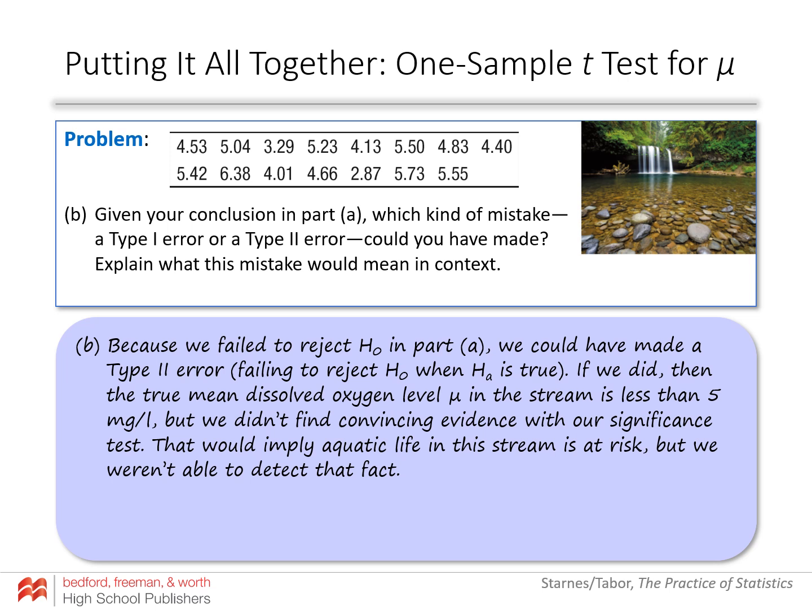So if we didn't reject the null, we're assuming that the mean actually is 5, then we could make a really big problem here because we're saying that the aquatic life is not at risk when really it was. So our consequence for this, in context, would be that it would imply aquatic life in this stream is at risk, but we weren't able to detect that fact. So if we made that error and we failed to reject it, we're saying, oh, there's no risk, but really there was. So that's our context there.